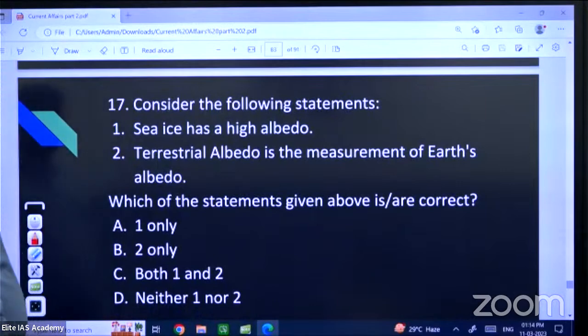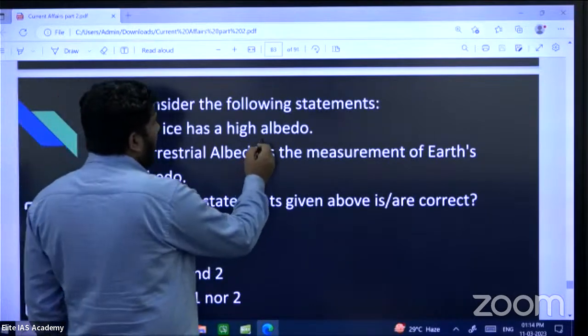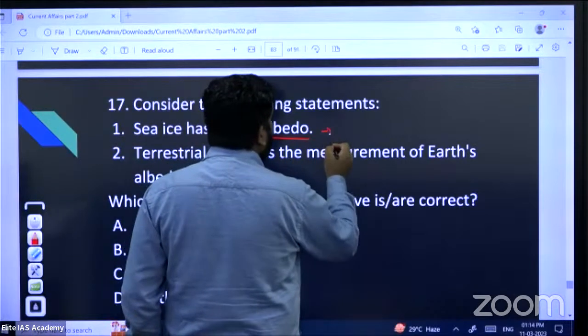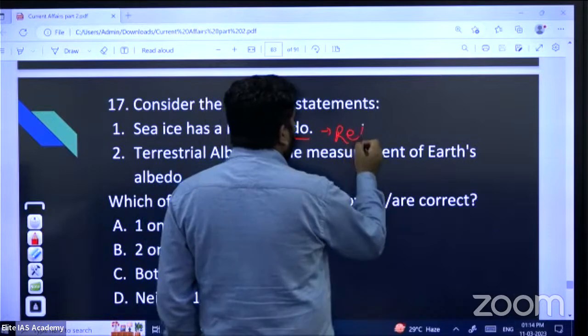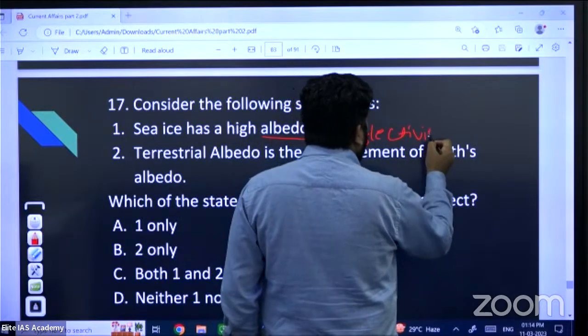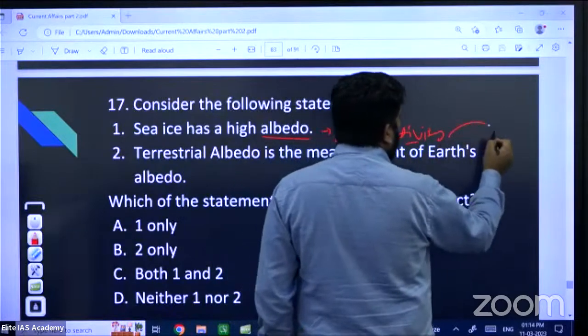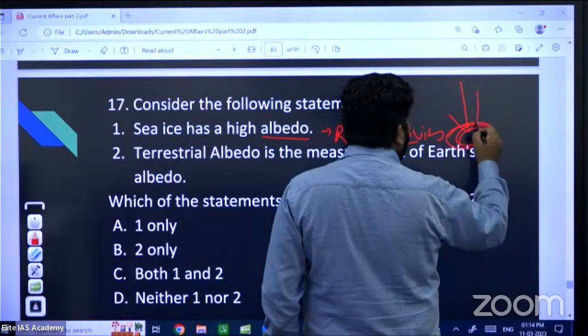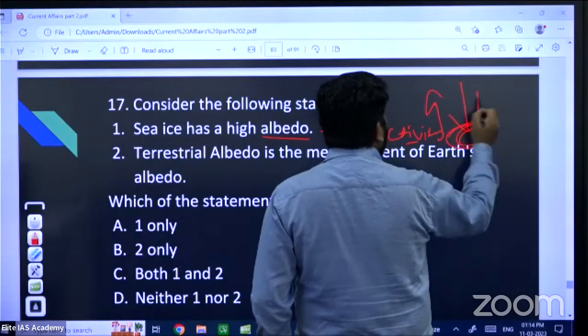Consider the following statement. Sea ice has high albedo. What is albedo? First I'll explain the term albedo. Albedo simply means reflectivity. What does reflectivity mean? Suppose it is ice, and when sunlight falls on it, the amount that is reflected back.